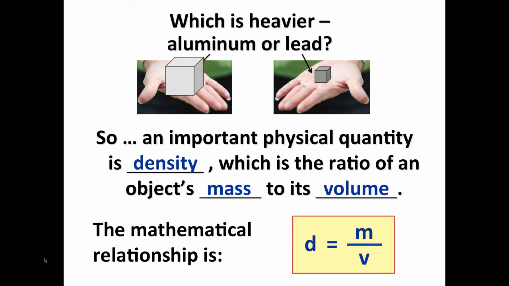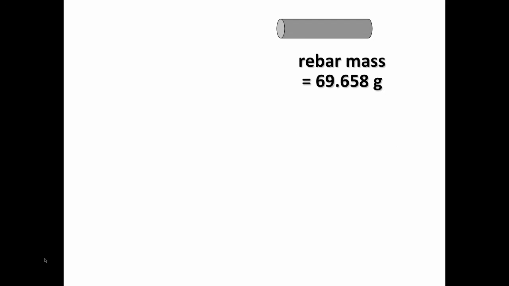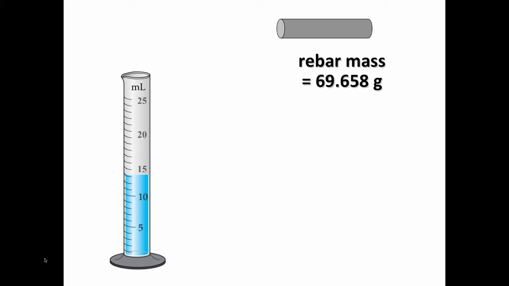And some of you may have already hit a question like this in the homework. It's covered in the chapter, but let's do an example. Suppose we have a piece of rebar and we weigh it and determine its mass is 69.658 grams. And then we get a graduated cylinder, put some water in it, measure the initial volume of the water. In this case, let's say it's 13.5 milliliters.